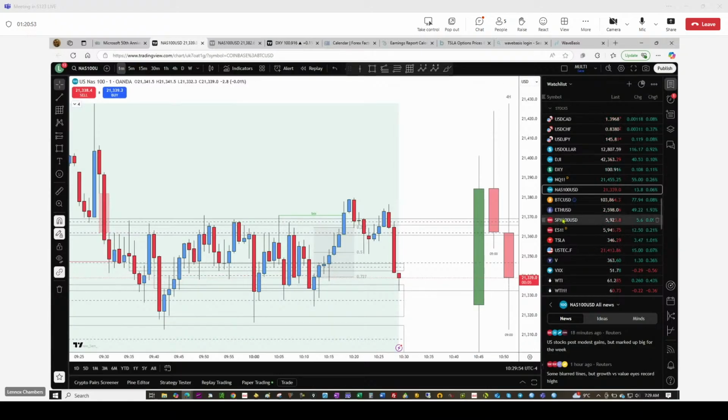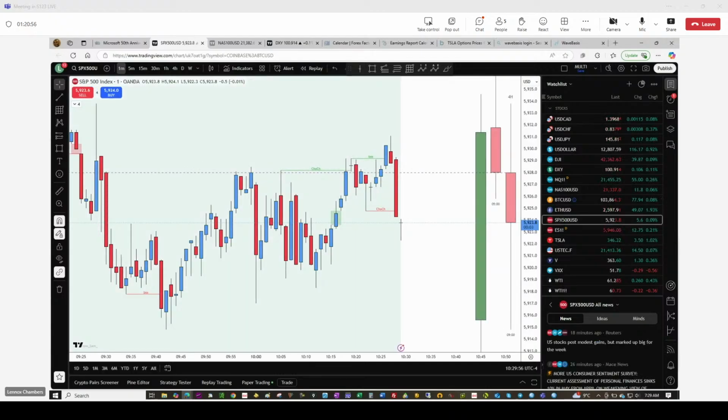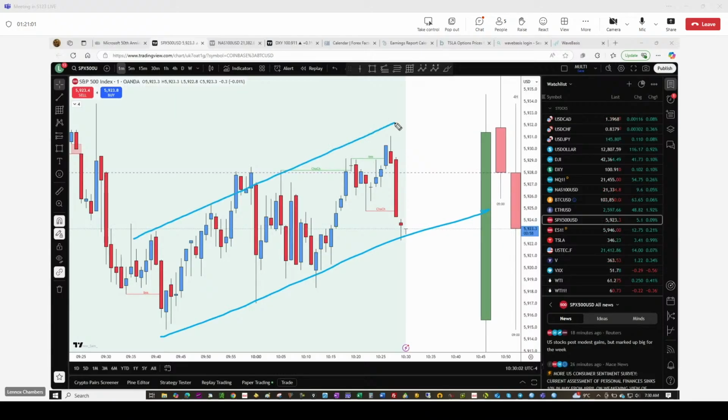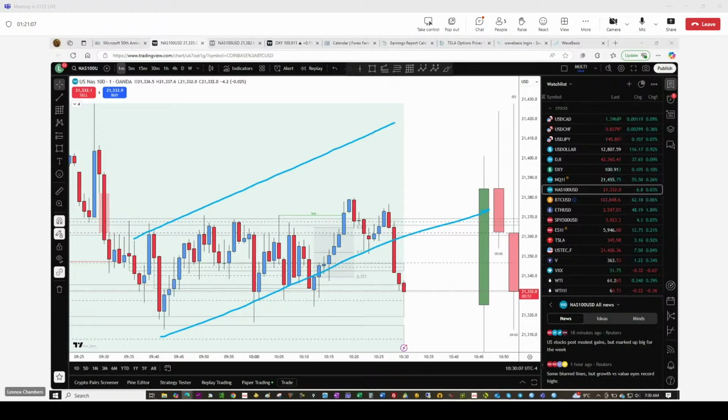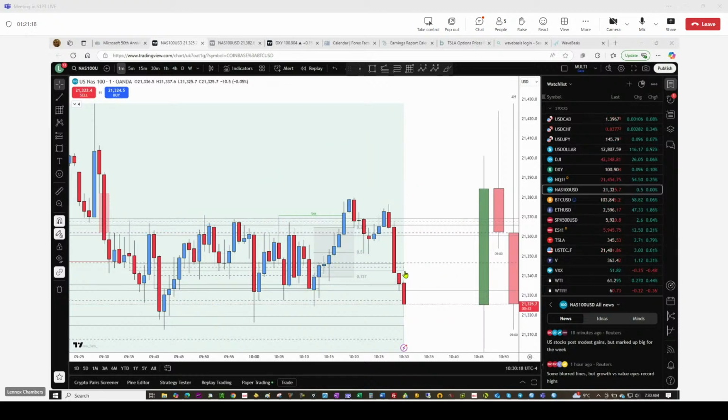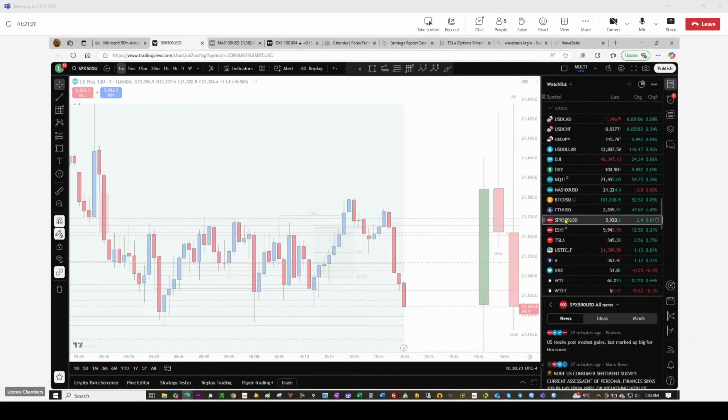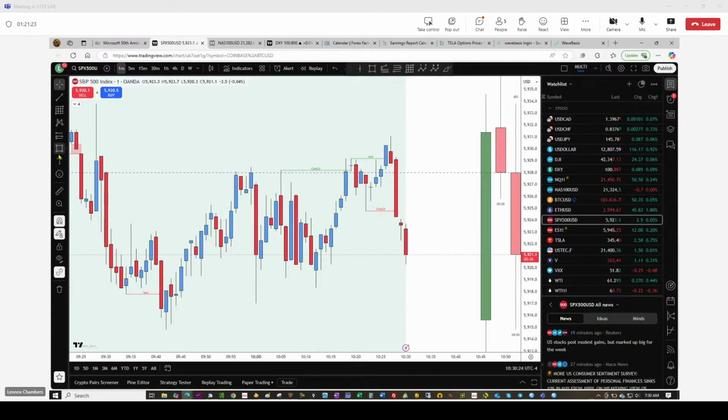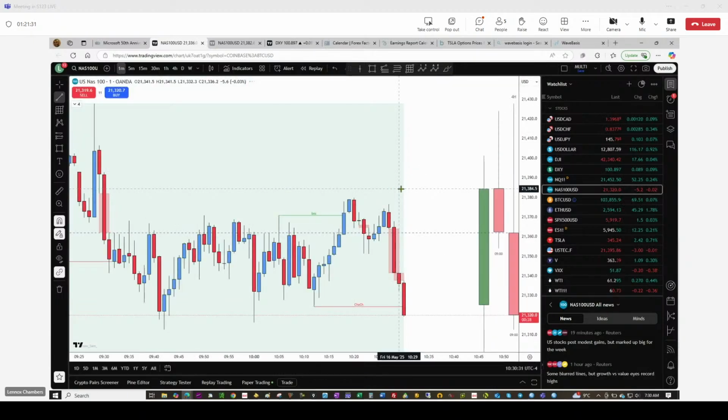Let's see what S&P is doing here. S&P is a little stronger. We're kind of moving up at an angle this way, while the NAS is flatter. It's a little different. S&P is not breaking this low. So we have some divergence right now compared to the NAS, which did break that low.